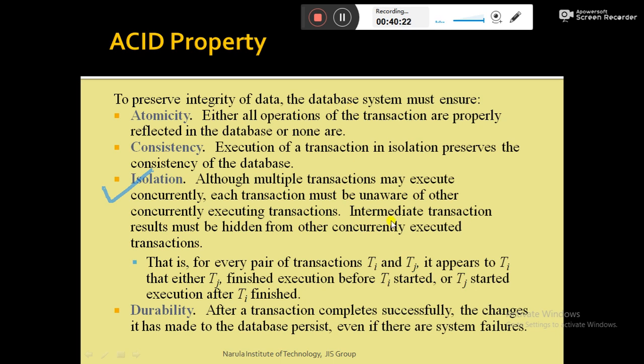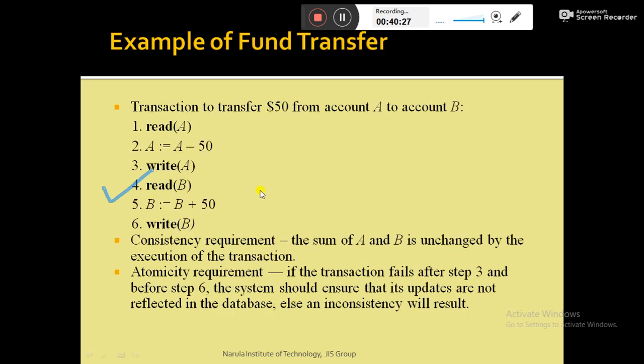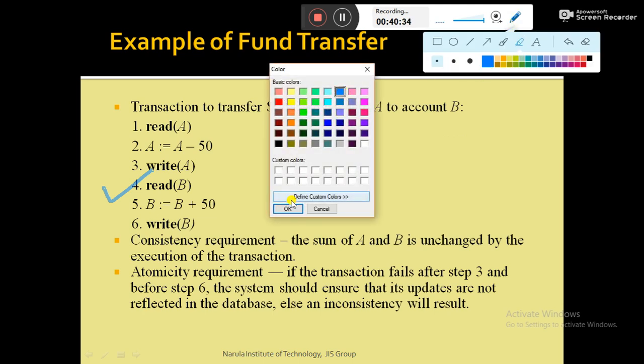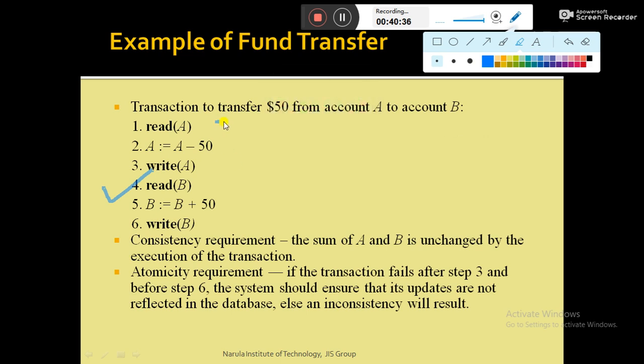For example, again go to the next slide. Suppose this is transaction Ti.